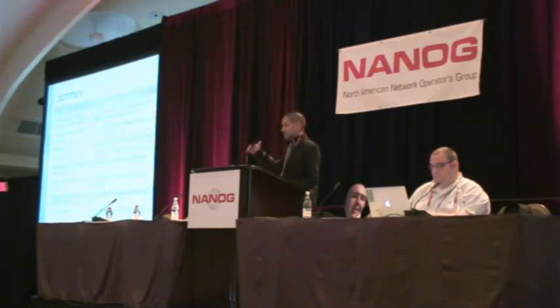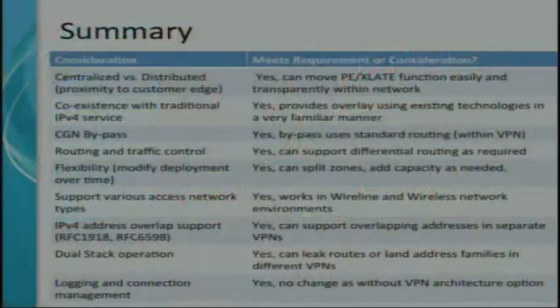Now, one thing I didn't go through too much within this deck is the larger set of requirements that we looked at originally when we looked at translation. Do you want centralized versus decentralized location of translators? We said we wanted both, we wanted to be able to move it around, and the answer was yes, we could do that with this architecture. Can you coexist with traditional IPv4 services without impacting them? The answer was yes, and it doesn't impact your underlying customer base.